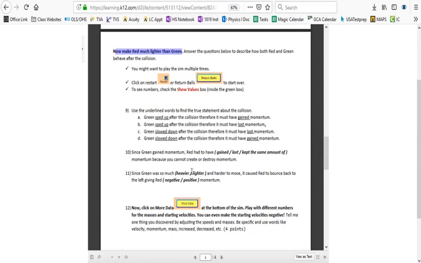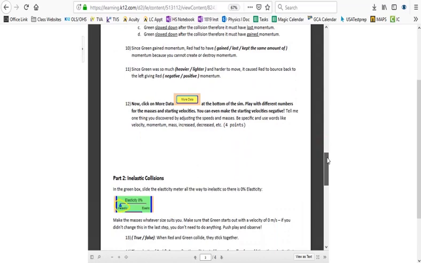So weight and mass are related through gravity. So which green is either heavier or lighter and harder to move? Well, harder to move is a great hint, isn't it? It caused red to bounce back to the left, giving red a negative or positive momentum. So bounce back. That negative and positive, again, is important with right and left.